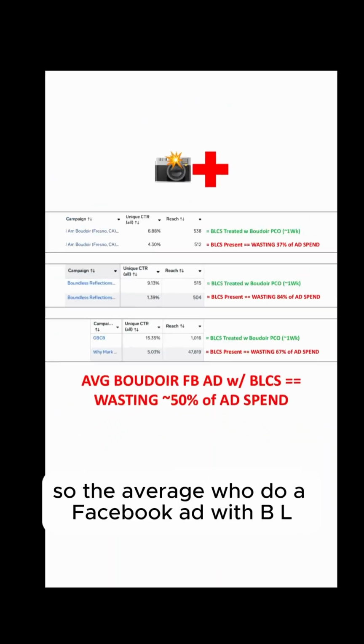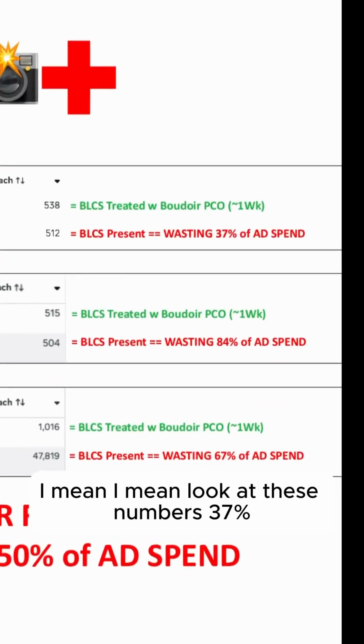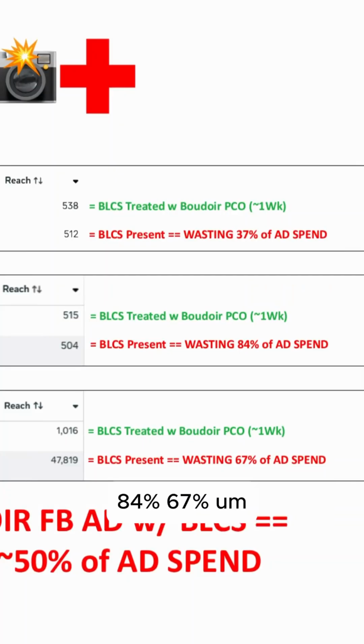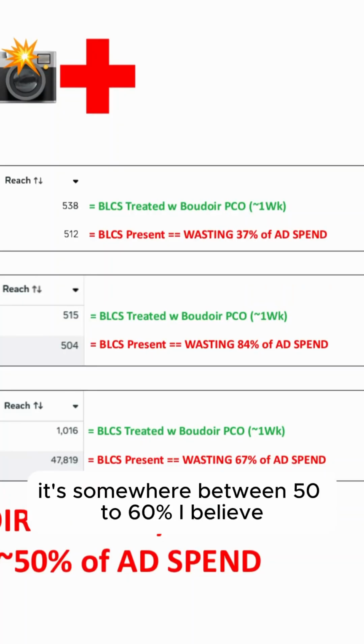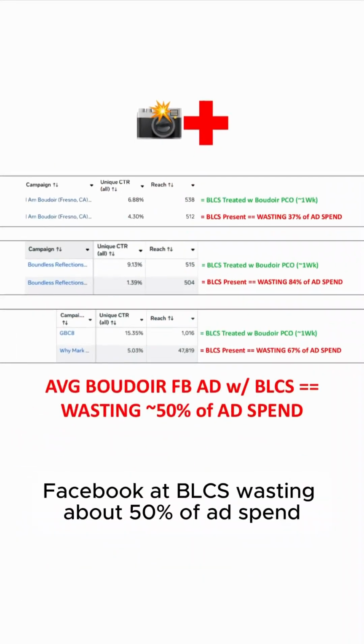So the average Boudoir Facebook ad with BLCS is wasting approximately 50% of ad spend. Literally, I mean, look at these numbers: 37%, 84%, 67%. Just take the average of those. It's somewhere between 50 to 60%, I believe. So a Facebook ad with BLCS is wasting about 50% of ad spend.